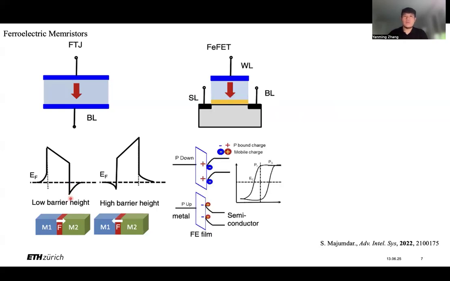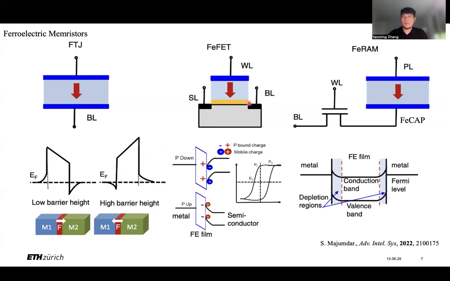And similarly, for FeFETs, field effect transistors, they also leverage the polarization charges of the ferroelectric gate electrode to modulate the resistance of the semiconducting channel underneath. And finally, for ferroelectric random access memories, they are composed of a transistor connected to a capacitor to store the polarization charges.